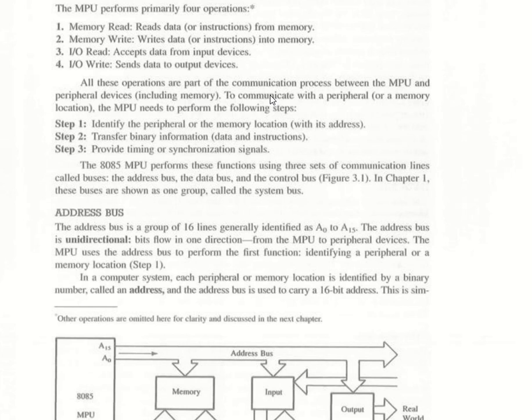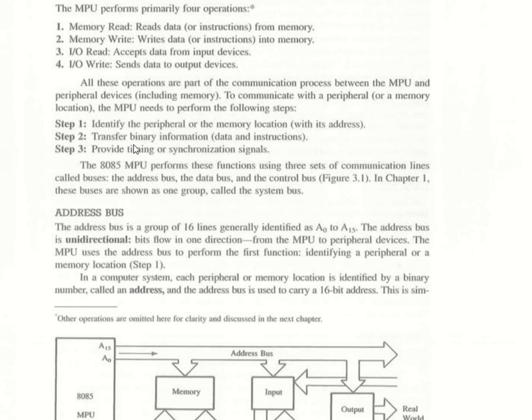Now these four operations combined form the cycle. That cycle is called the communication cycle or the communication process, which takes place between the microprocessor unit and the memory device. If my microprocessor wants to communicate with one of the memory devices, it needs to perform a few operations, and you can divide those operations into different stages. Here they have divided the operations into three stages.